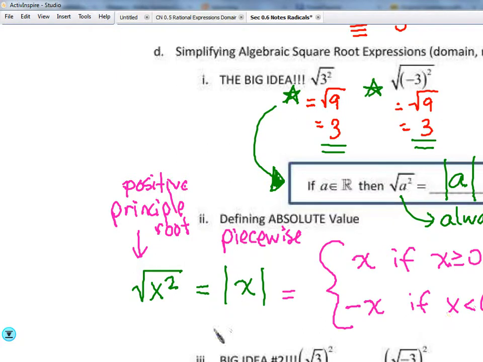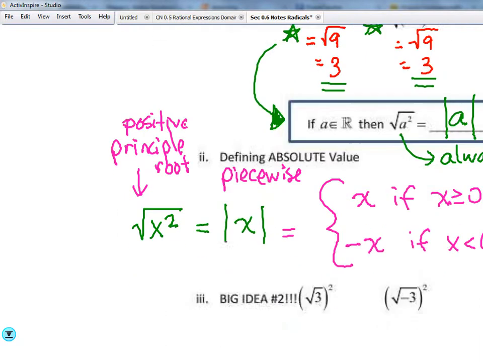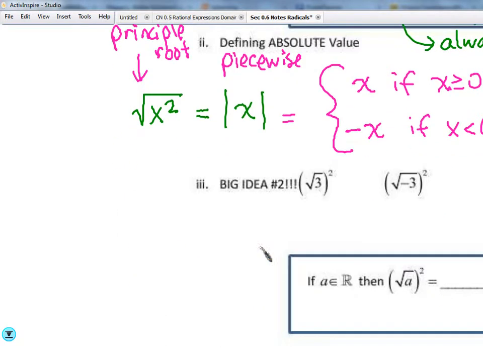Now this is going to be very important for when you are simplifying. You can't just eliminate, like if I had square root of 3 squared and just say 3, if you have square root of x squared, you are not going to be able to just say x. You're going to have to remember that you need the absolute value of x. Right? So now let's come down here to big idea number 2.